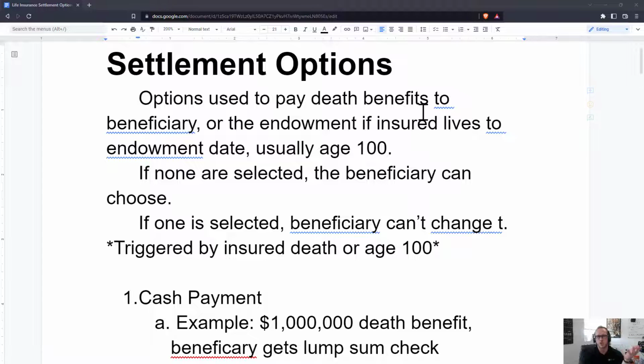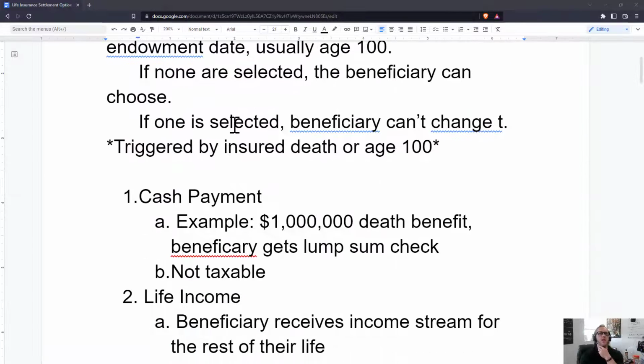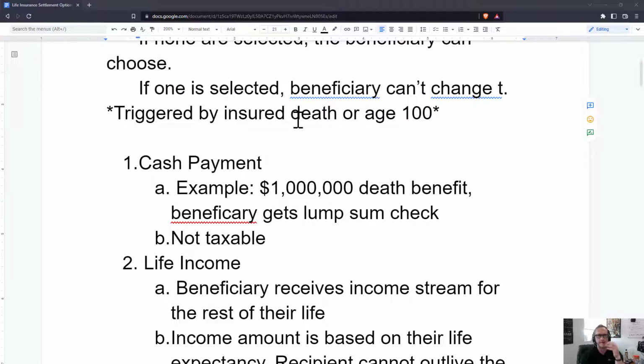So it's either when the insured dies or the endowment is reached, typically when the insured reaches age 100. Some policies go to 120, but 99% of them are going to be to age 100. Now, once a settlement option is selected, the beneficiary can't change it. But if none are selected, the beneficiary can choose one. Say the insured says, I want this settlement option, the beneficiary can't change that once the insured dies.